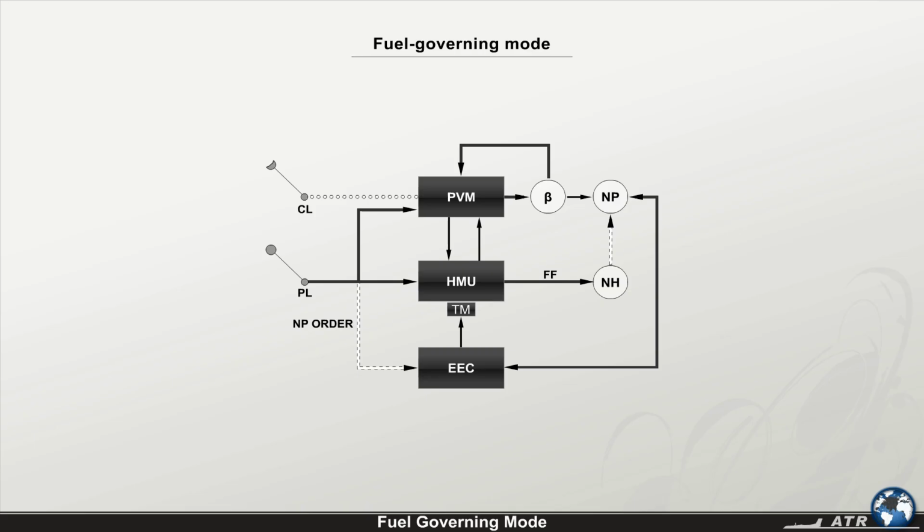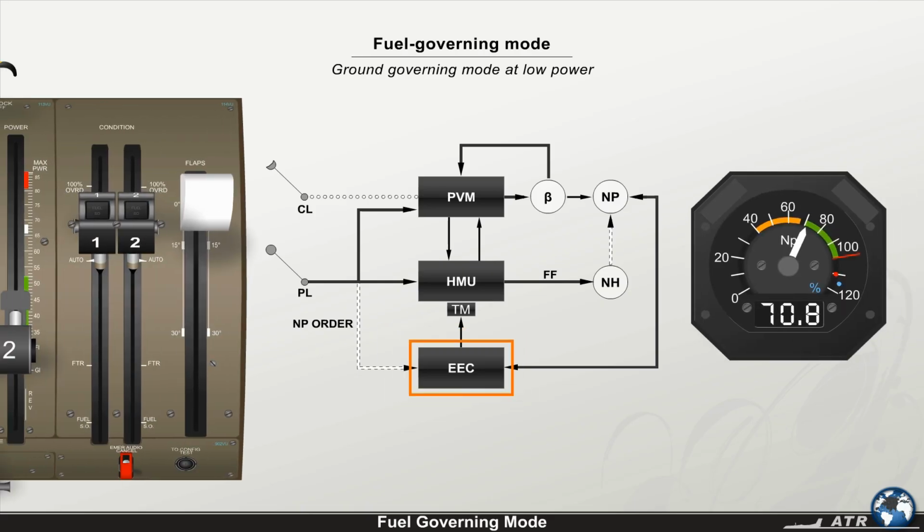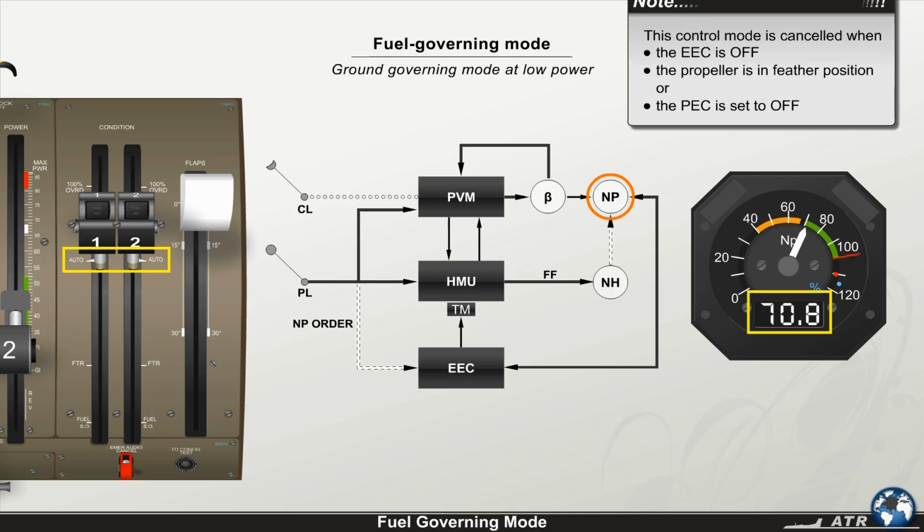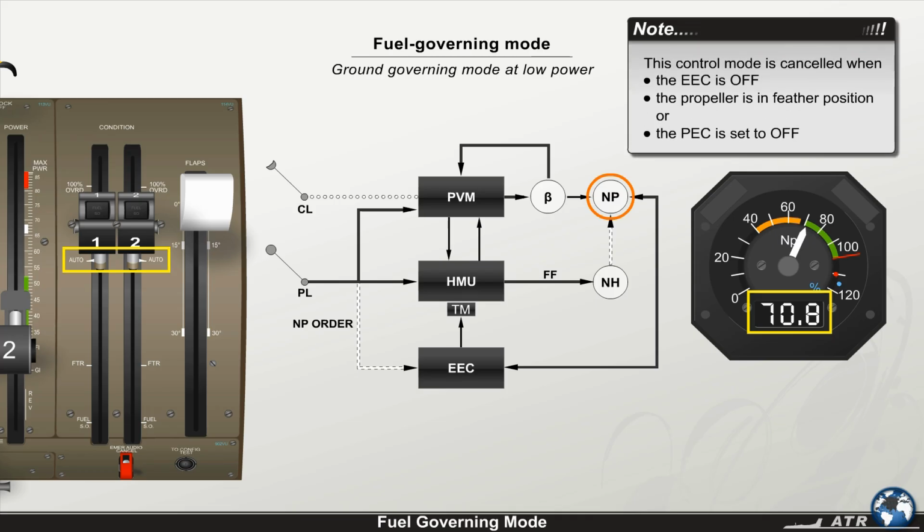Fuel governing mode. This is the ground governing mode at low power. The EEC automatically increases the fuel flow to maintain the propeller speed at 70.8%. The condition lever, CL, is ineffective and is normally placed at auto. Note, this control mode is cancelled when the EEC is off, when the propeller is in feather position, or when the PEC is set to off.